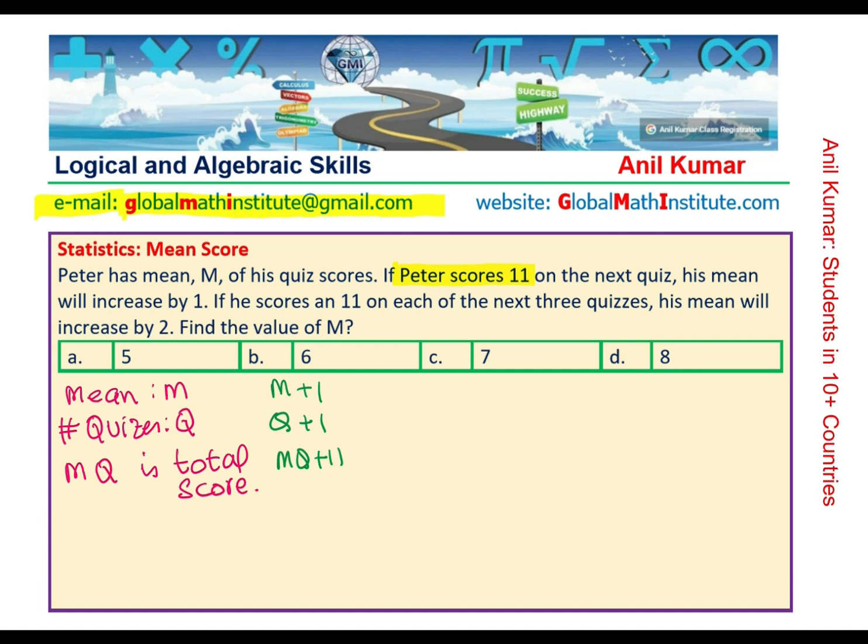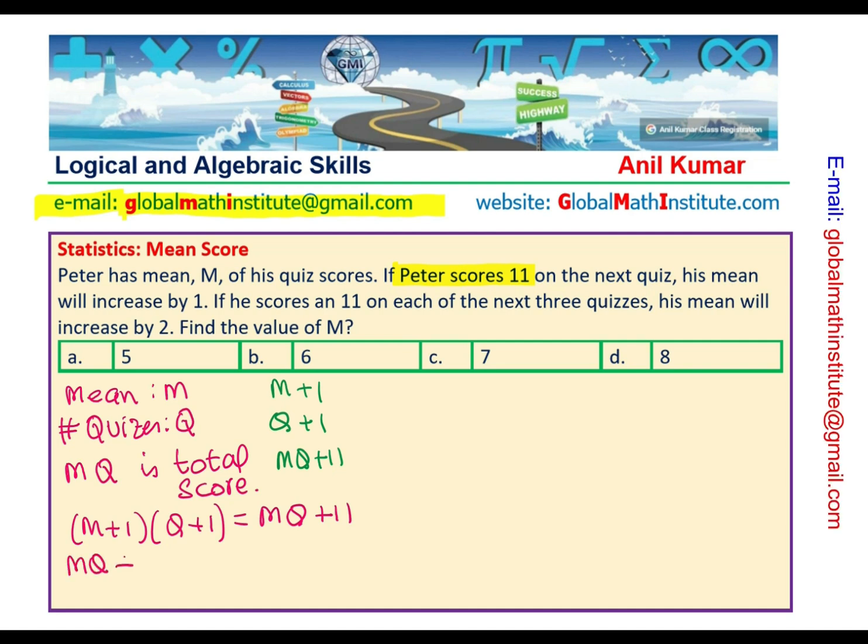So that gives us one equation. And the equation for us is M plus 1 times Q plus 1, right, equals to MQ plus 11. You can simplify this, expand, simplify. So we get MQ plus M plus Q plus 1 equals to MQ plus 11. MQ cancel, right, from both the sides. And you're left with M plus Q equals to 11 minus 1, which is 10. Let me call this as equation 1. Make sense?